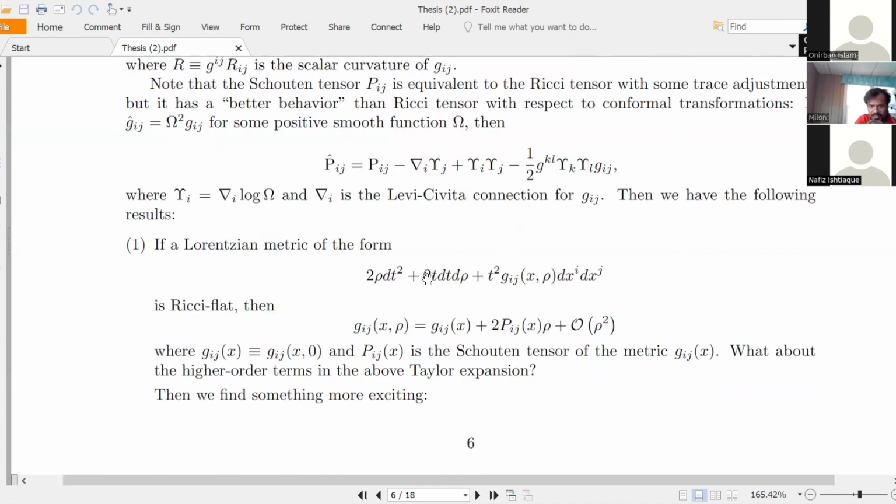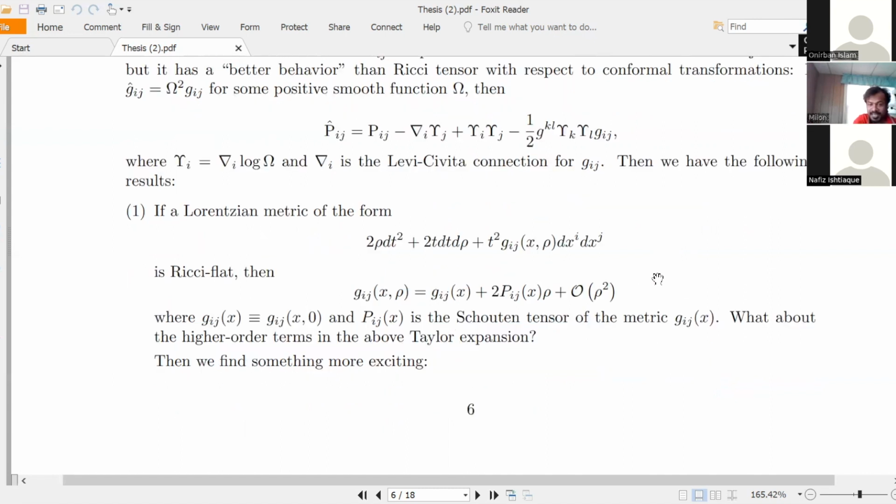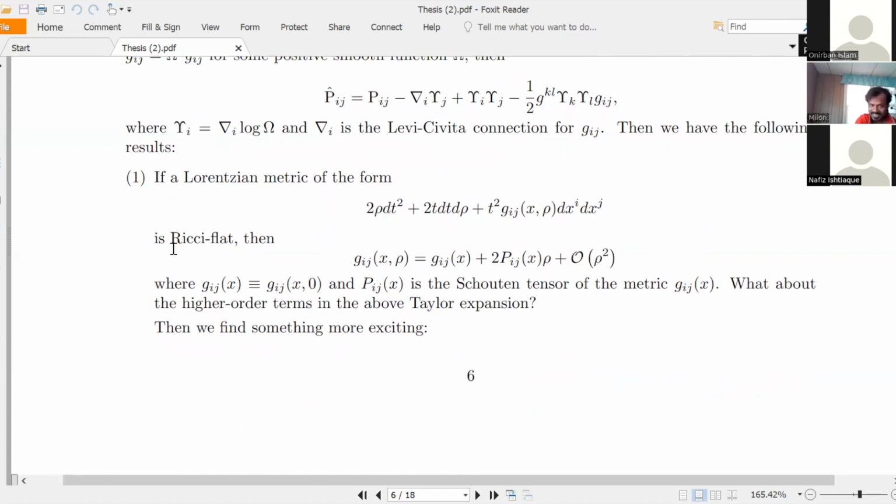This is my metric, the Lorentzian metric in higher dimension, n plus two dimensions. If that metric is Ricci flat, then the expression of Gij, my one parameter family of metrics, has a Taylor expansion with respect to rho, and up to first order the expression is this one. And all of a sudden we have the Schouten tensor. That's a happy moment. If you see the Schouten tensor, you might guess that maybe I can talk about some conformal geometry, and it is really there. By the way, the Fefferman-Graham construction is conformally invariant. It's a metric independent construction.